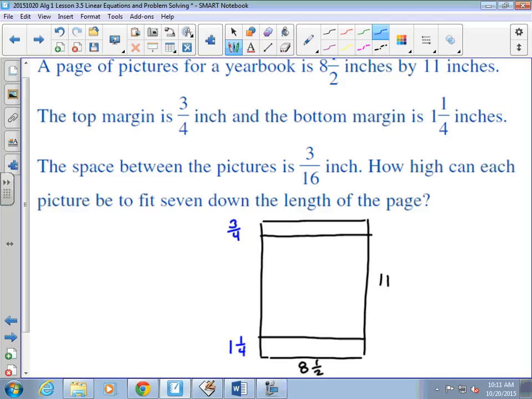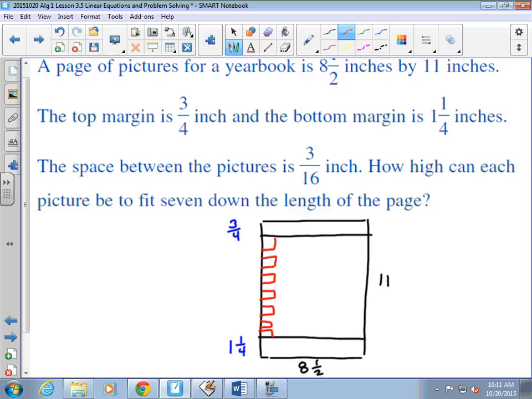How high can they be to have 7 pictures down the length of the page? So 7 pictures is what you need now. 1 picture, 2 pictures, 3 pictures, 4, 5, 6. And again, you don't have to be an artist, everybody. 7. That is 7 pictures right there. That's what you should have, something that looks like that.